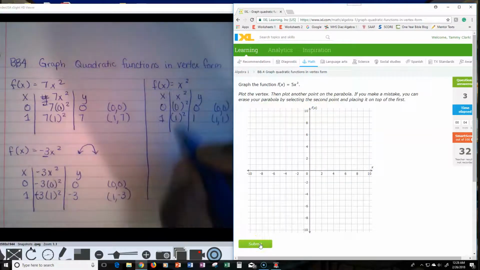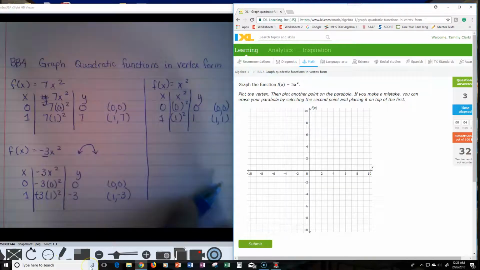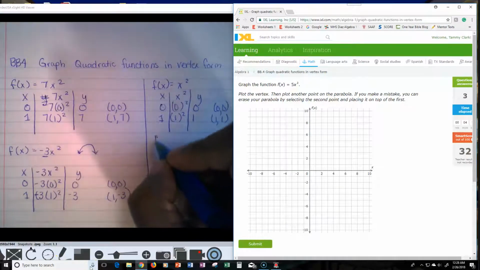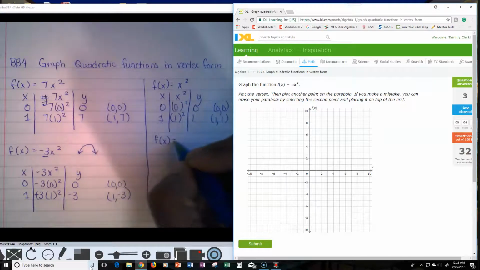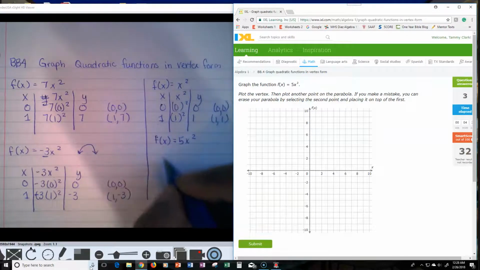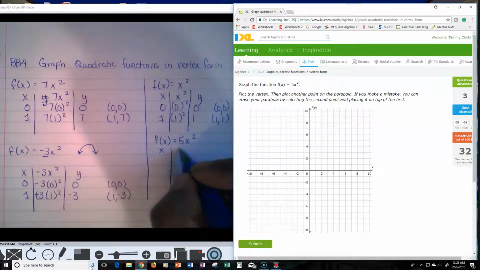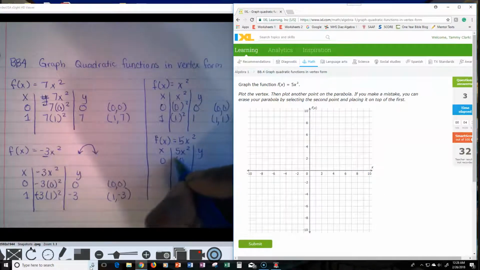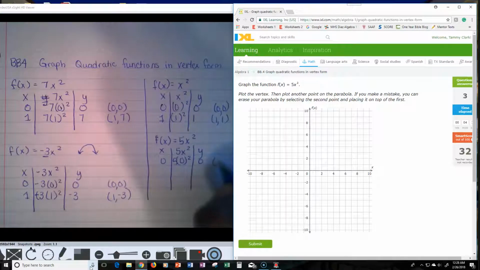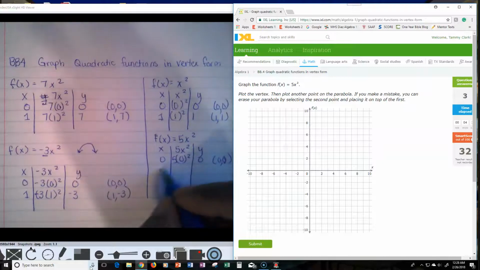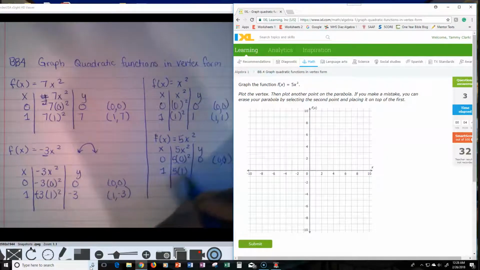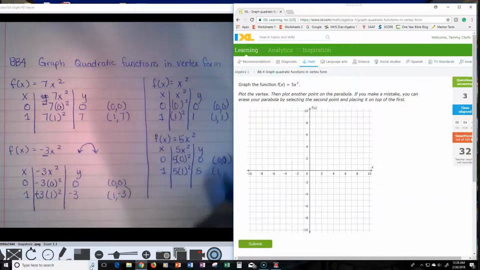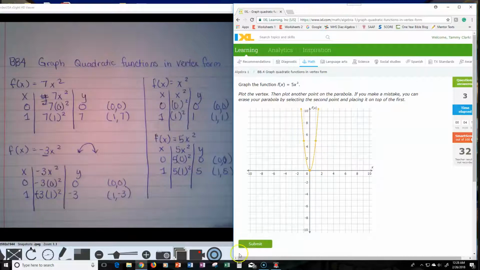Okay, 5x squared. I'll do this one, and then I will pause and see if there are any others that I think you might need help with. So we have x, 5x squared. We're going to kick out a y. Let's use 0. So 5 times 0 squared, which is 0. So our ordered pair will be 0, 0. I'm getting a little ahead of myself. And then 1. 5 times 1 squared would be 5. So our ordered pair would be 1, 5. So we've got 0, 0, and 1, 5.